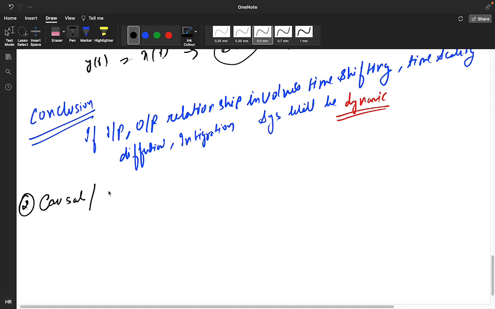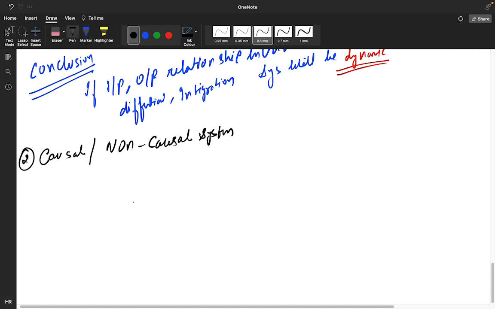Causal and non-causal system. So what is the meaning of a causal system and non-causal system? Any idea? Causal system? Any idea for causal system?